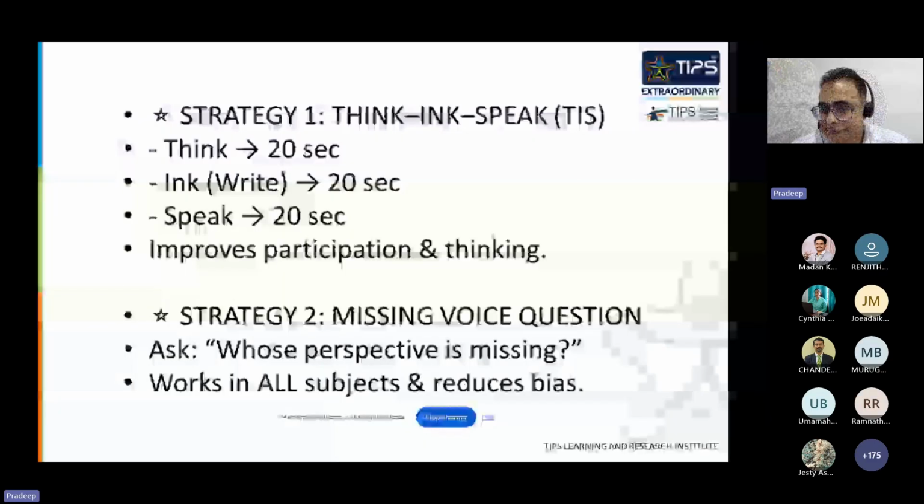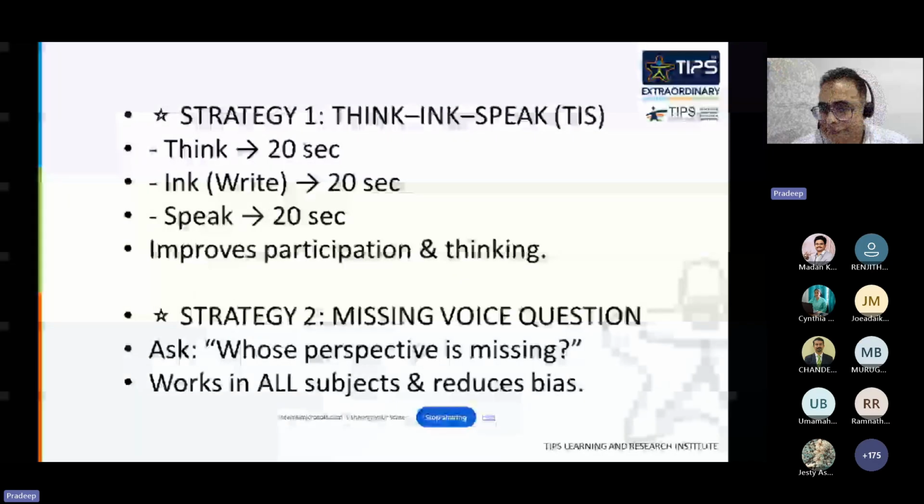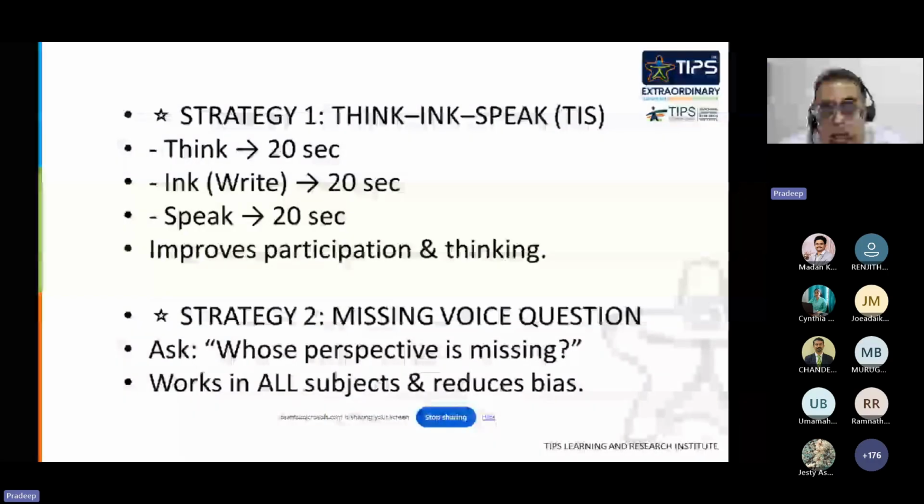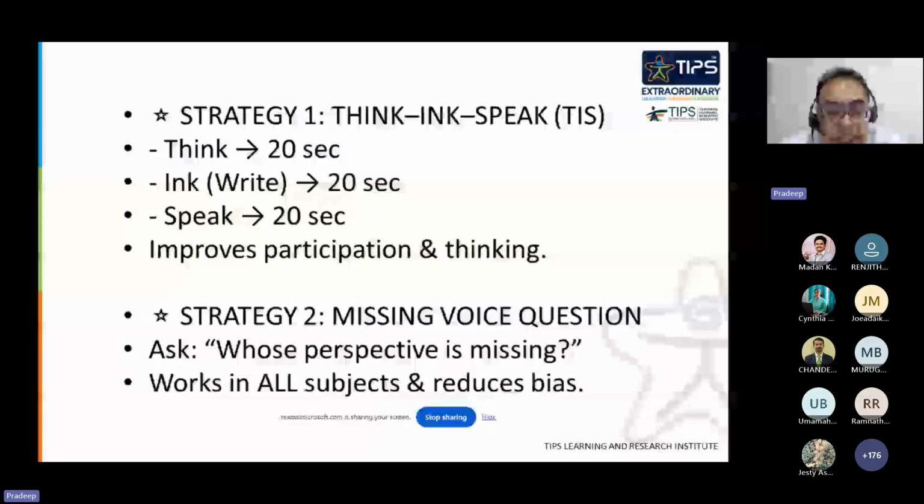This particular strategy number one, think and speak, again gives them participation. Now, when they are participating and thinking on the same pitch, then it is easy for me to take them through the entire concept very easily. And the most important thing, what I feel is that they would be thinking on the topic or on the particular concept we are trying to deliver.